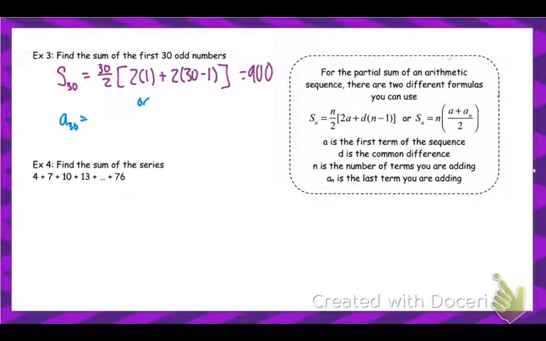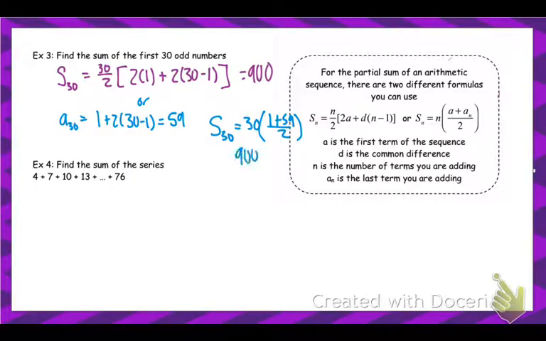To find the 30th term, I would do 1 plus 2 times 30 minus 1. That's going to give me my 30th term, which is 59. Now that I know that, I can find the sum using this other formula. So 30 times 1 plus 59, divided by 2. That gives you 30 times 30, which is again 900.